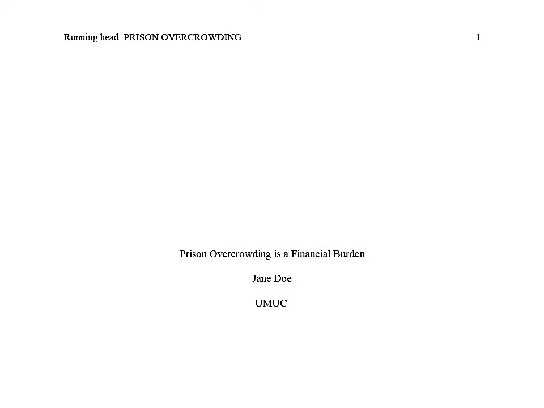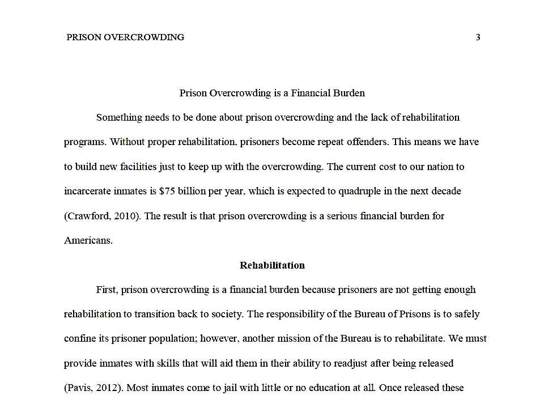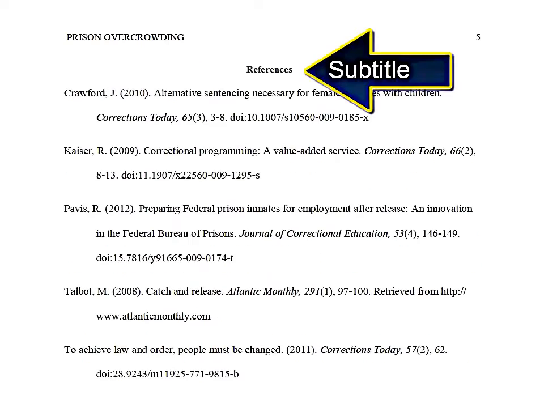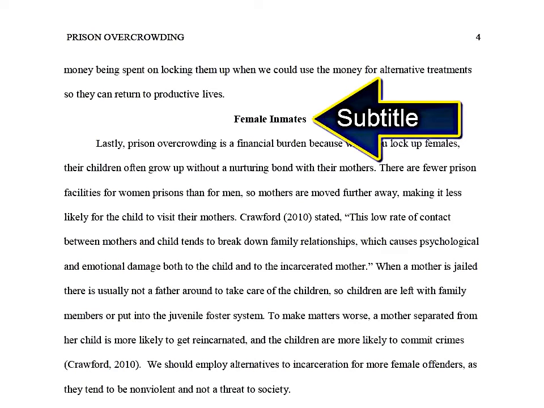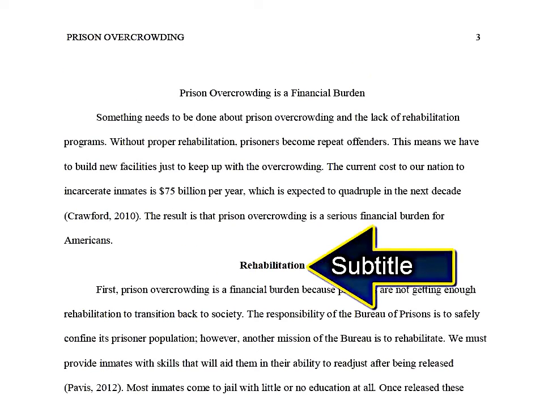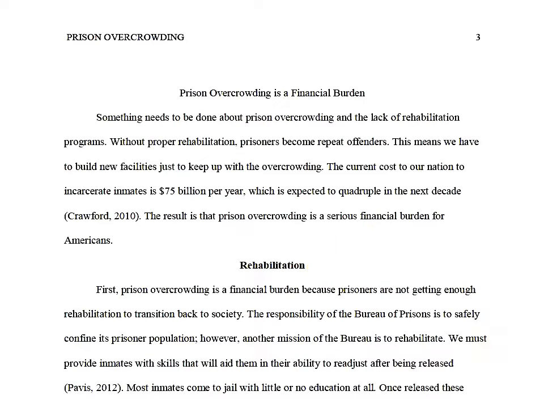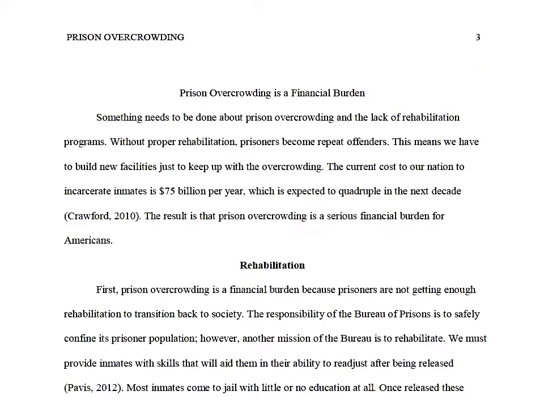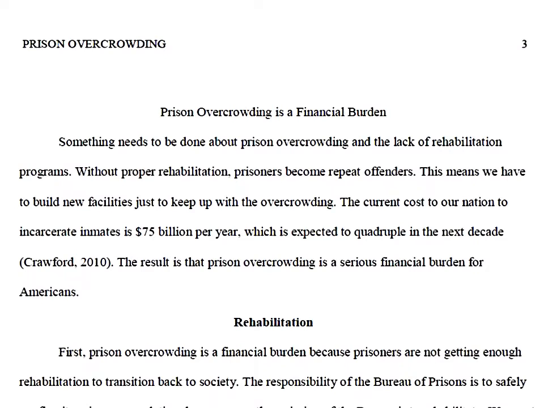Let's get started. First, note that in APA style, all major sections have a subtitle on top of them. In this 5-paragraph essay, the main sections are single paragraphs, so that's where you will see the titles and subtitles. The first paragraph is the introduction paragraph, and you see the repetition of the main title from the title page on top of the intro paragraph. This is standard APA style.